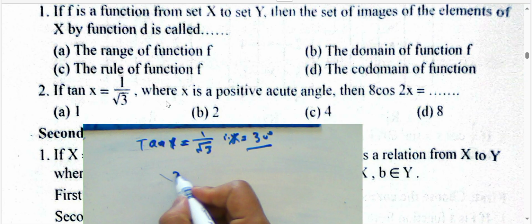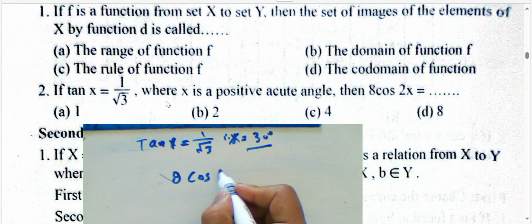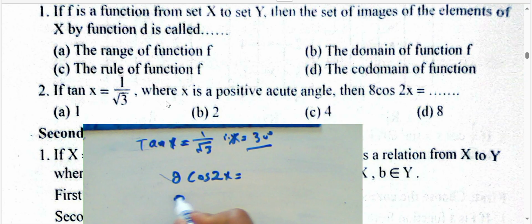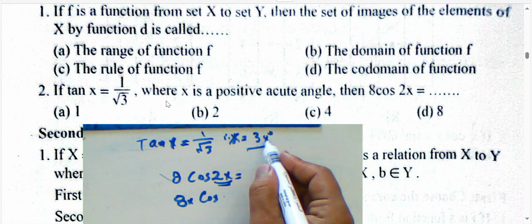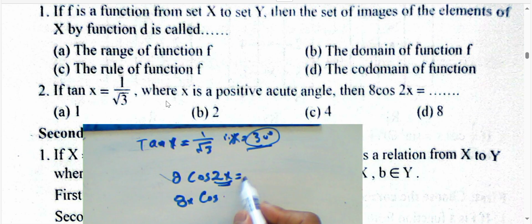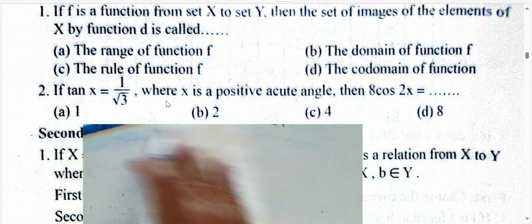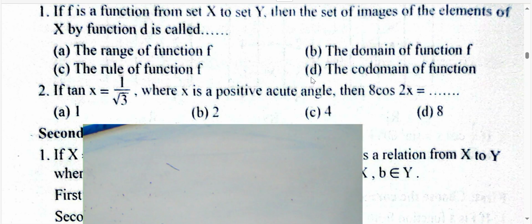Then he wants to find 8 cosine 2x. We can write 8 times cosine of 2 times angle 30. 2 times 30 equals 60. Then we can write 8 cosine 60, it will be half. Half of 8 equals 4. Then the answer here will be 4. Choose letter C. Next question.